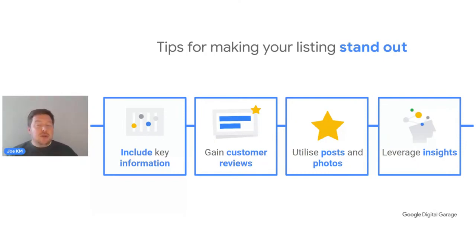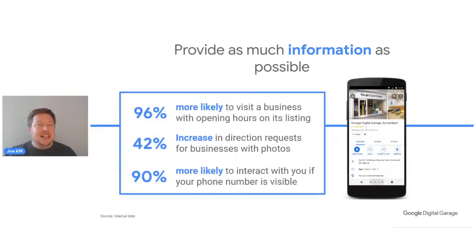Utilizing posts and photos. So how can you do this? Adding these posts, adding these photos regularly, using apps like Canva and so on. And the same with insights. We're going to come into this in a little bit more detail as well, which is quite good. So we need to, first of all, have a look at, well, what are the percentages around this? Why would I do this?